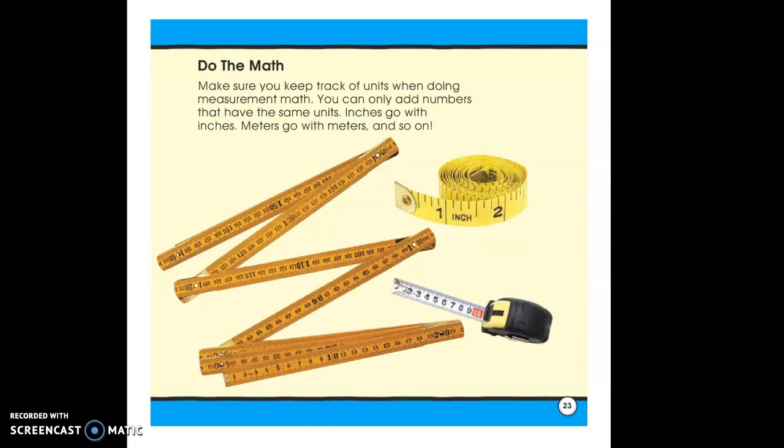Do the math. Make sure you keep track of units when doing measurement math. You can only add numbers that have the same units. Inches go with inches, meters go with meters, and so on. So when you're comparing or measuring things, you would either do it all in inches or all in feet or all in centimeters. You wouldn't mix them together.